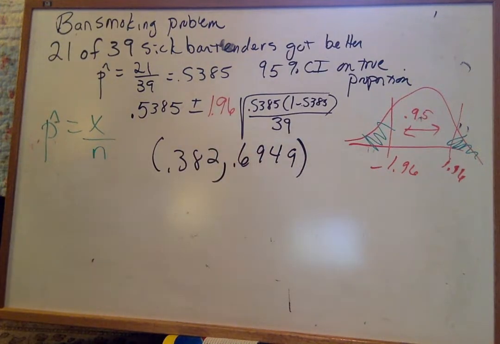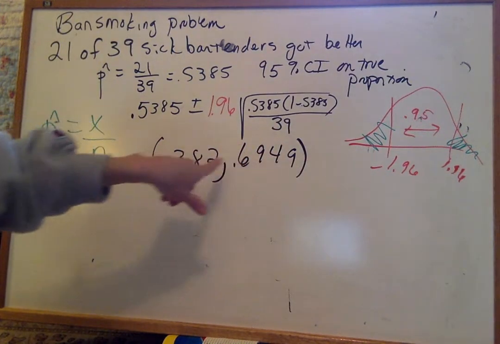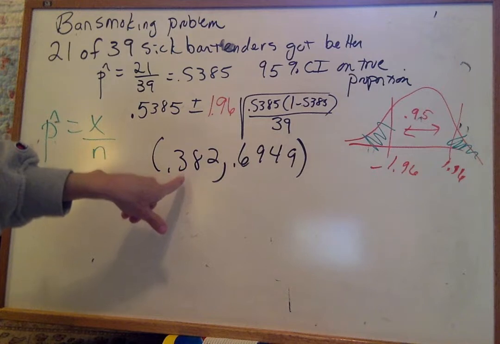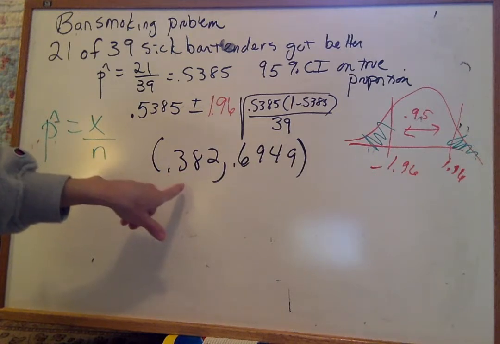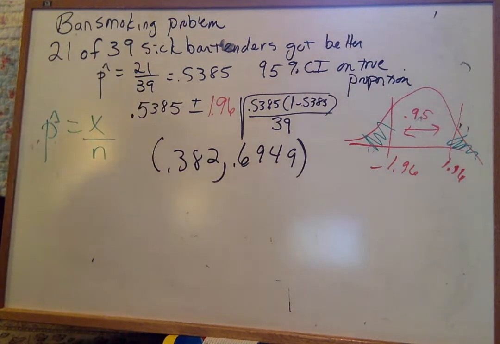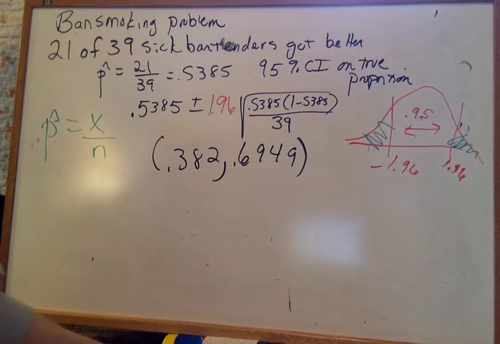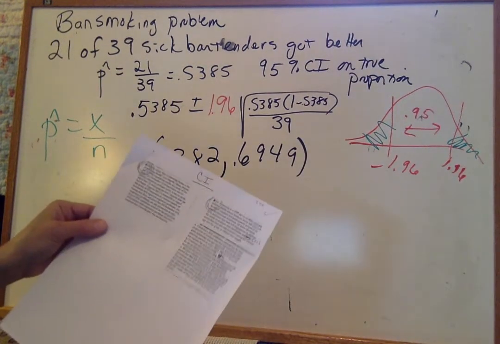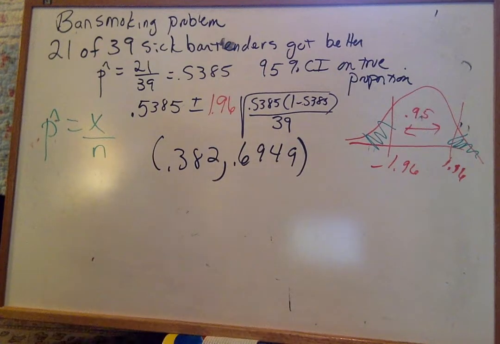That is the confidence interval. This is the 95% confidence interval for the true proportion of all sick bartenders that got better. Somewhere between 38 and 69%. The book that I stole this problem out of, while they made fantastic problems, they didn't ask enough. This basically answers that question, what they told you to do.